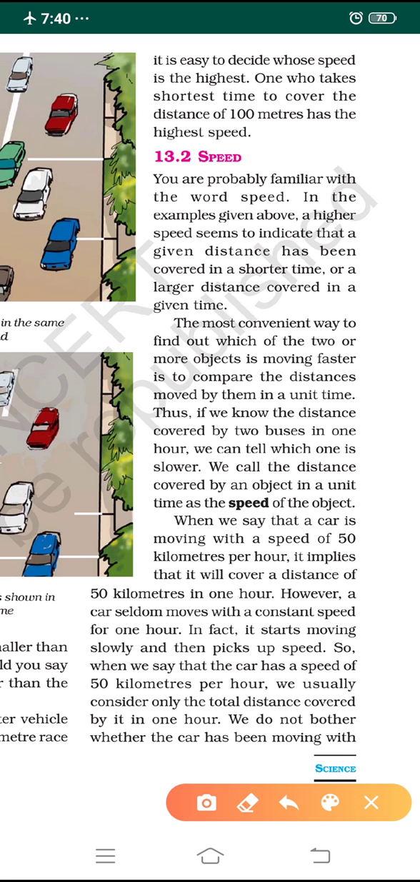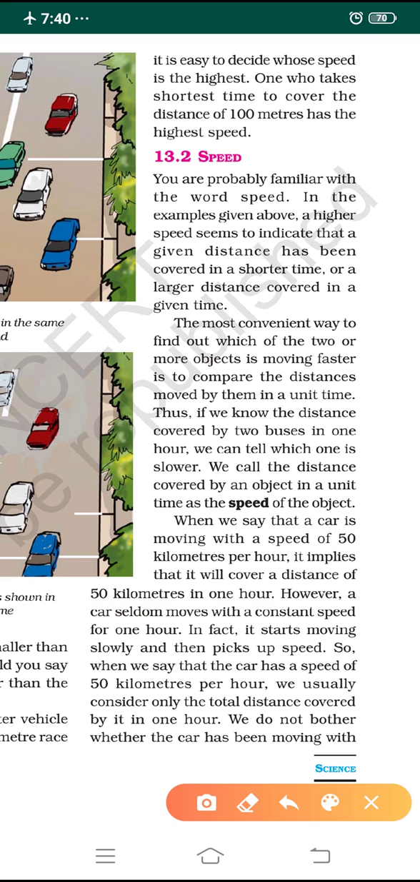When we say that a car is moving with a speed of 50 kilometers per hour, suppose one car is moving at a speed of 50 kilometers per hour, it implies that it will cover a distance of 50 kilometers in 1 hour. So if we say the car is moving with a speed of 50 kilometers per hour, it shows that it will cover a distance of 50 kilometers in 1 hour.